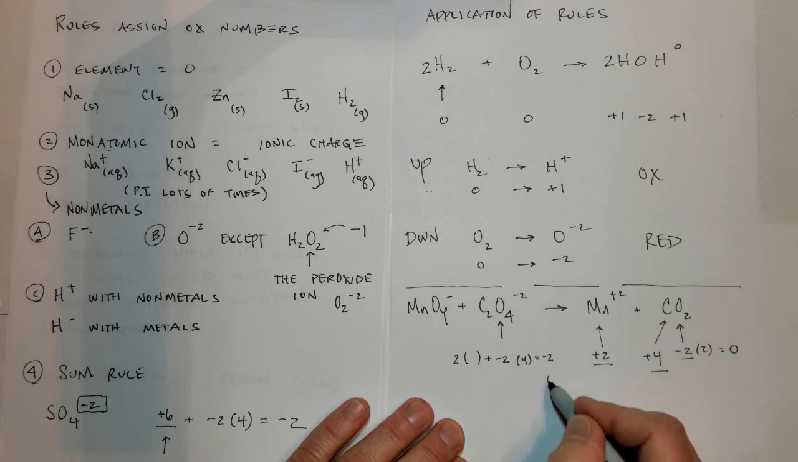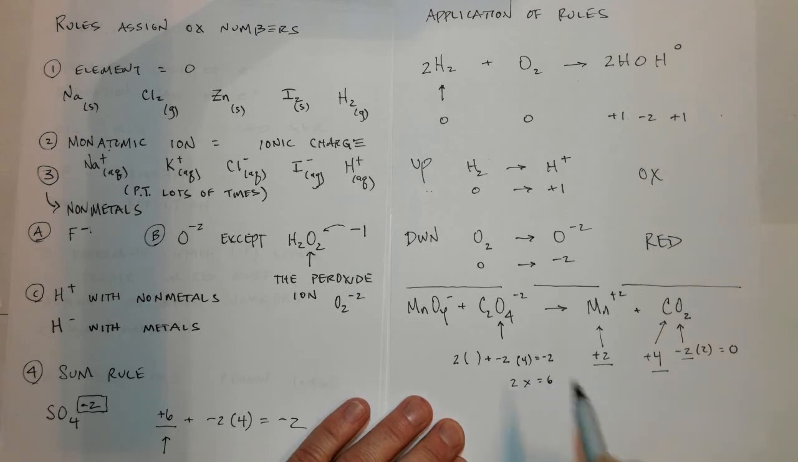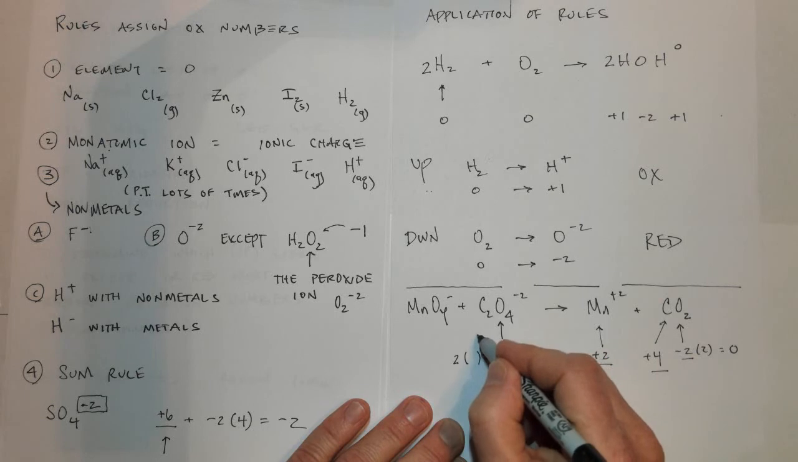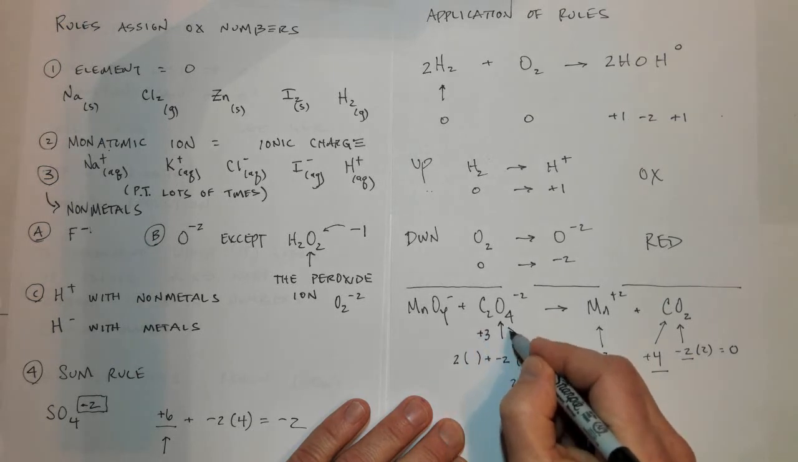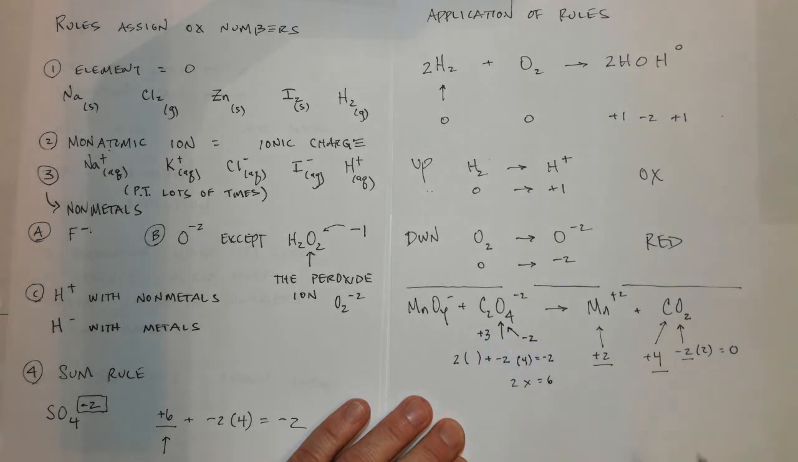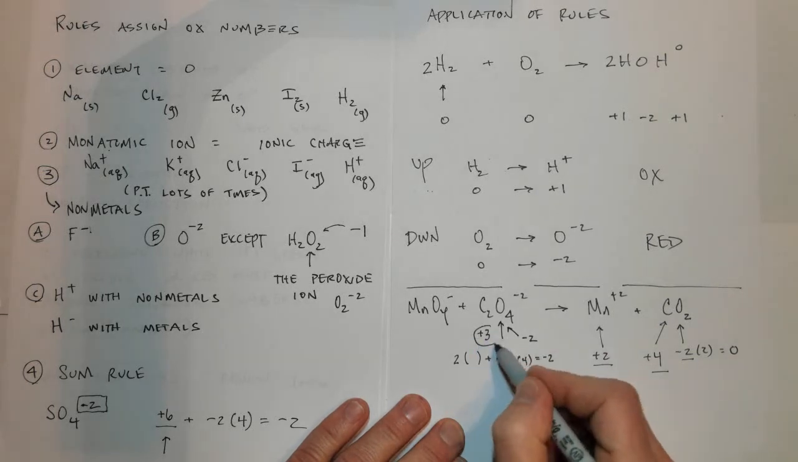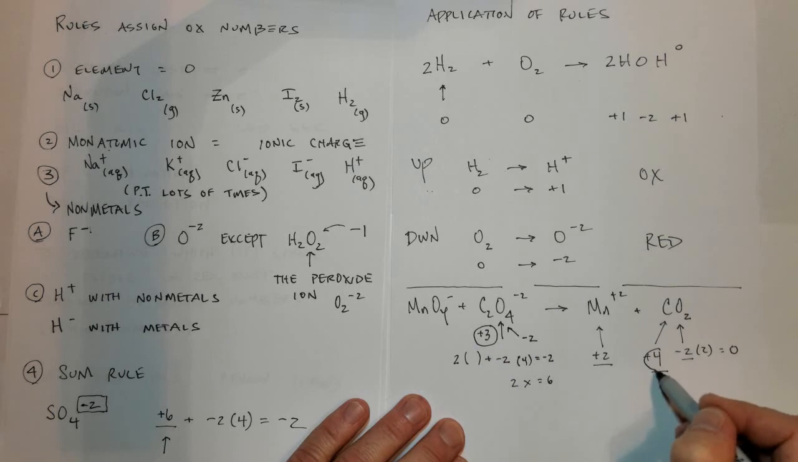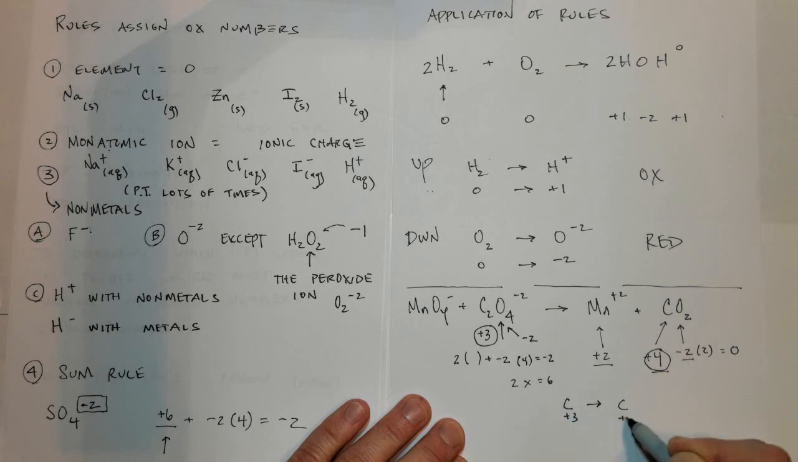Bringing it to the other side would give me +6. So 2 times something is equal to 6. So it's got to be +3. So carbon on this side is +3. Oxygen on this side, of course, is -2. So we already see something that changed from one side to the other. Notice how carbon went from +3 to +4. And so we say that carbon went up in charge from +3 here to +4 here, so it was oxidized.